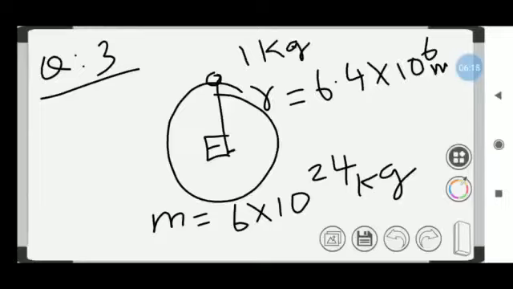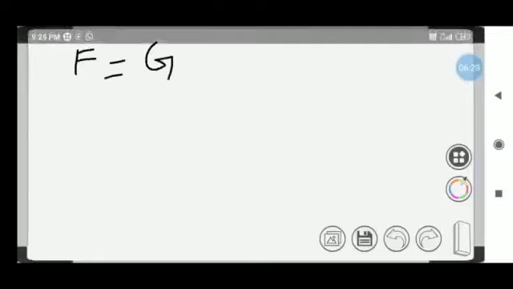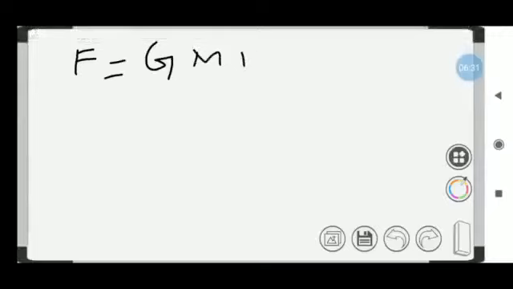Okay, what is the relation between these two? First one, F equal to G, mass of the earth, mass of that object, divided by R square. So here R represents the radius of the earth, because that object is considered as on the surface of the earth. So from the center to the surface, that is considered to be the radius. Okay, so can we solve this one?